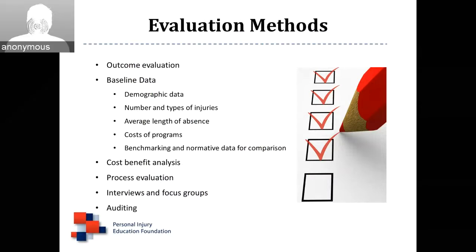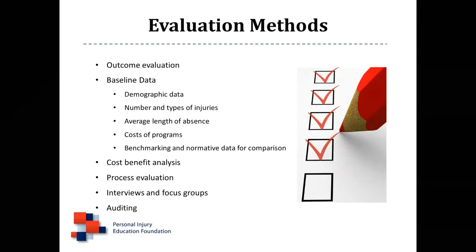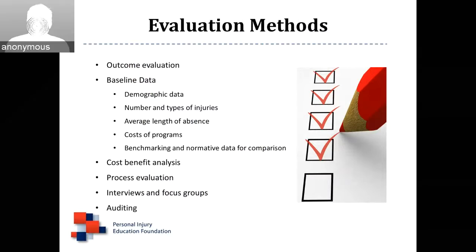something along those lines. You might look at some baseline data, so your demographic data, which looks at ages, gender and work type, the number and types of injuries, so this might be musculoskeletal injuries versus psychological injuries versus non-work-related injuries.